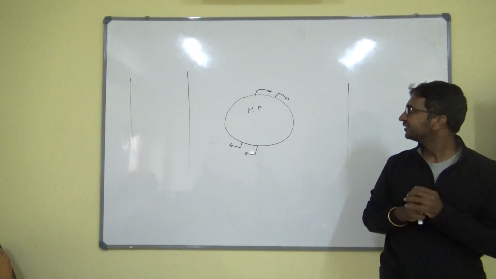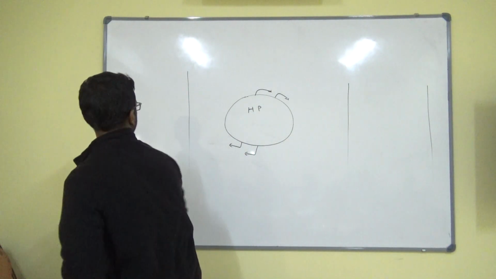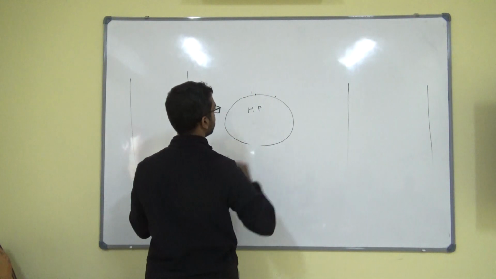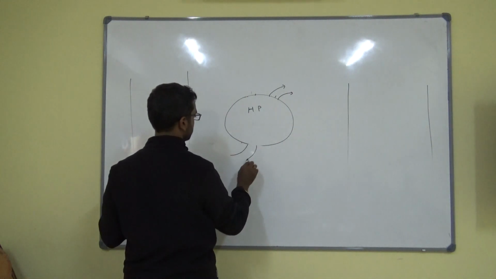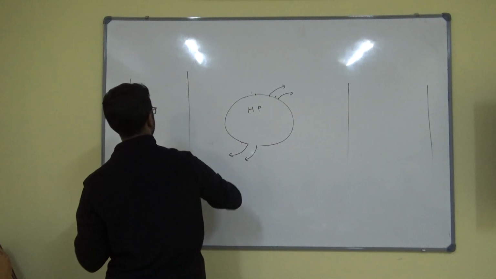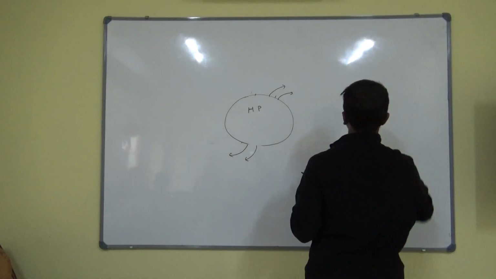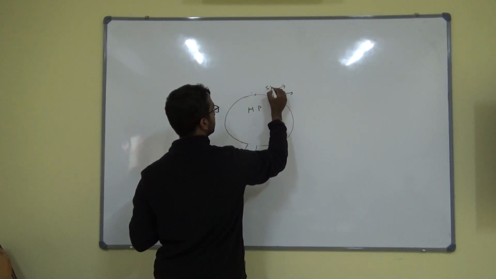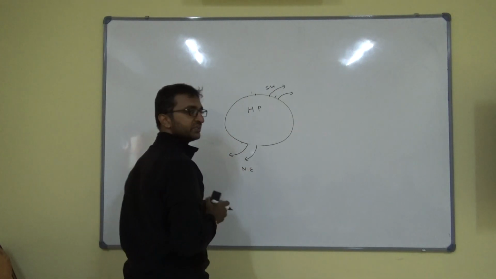Right? Which direction is this? To make it more simple, I draw it like this. Which direction is this? Southwest and northeast. Very good. Southwest and northeast. Right? This is southwest, this is northeast.